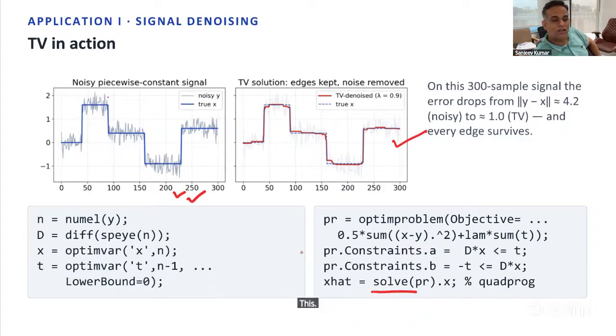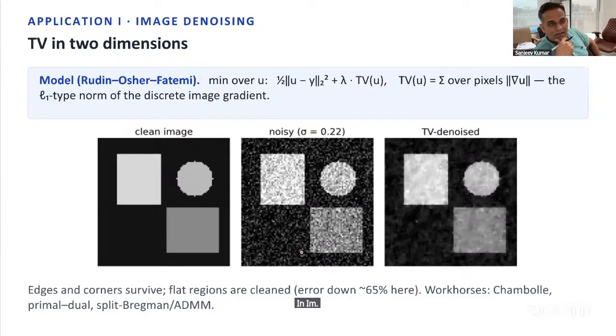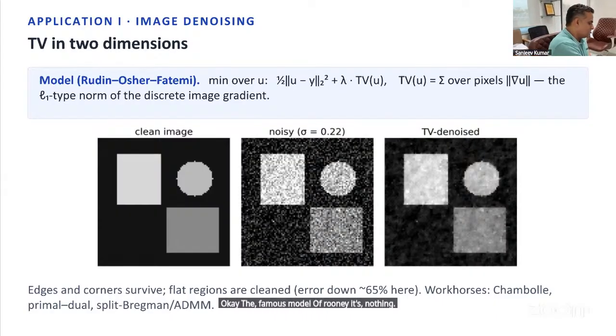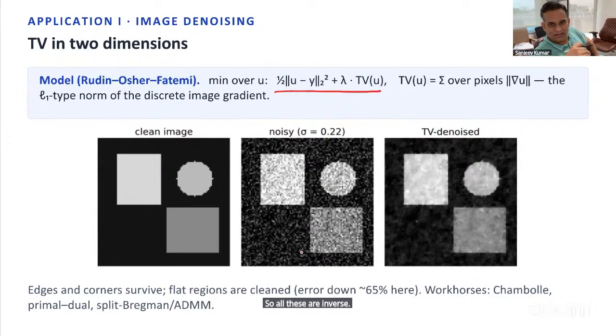You can apply this on a signal of any dimension. This is a 1D signal. In image denoising, which is a very fundamental problem, the famous Rudin-Osher-Fatemi model is nothing but just this one. All these are inverse problems, and we can solve them using these very basic approaches and by coding them in Matlab.